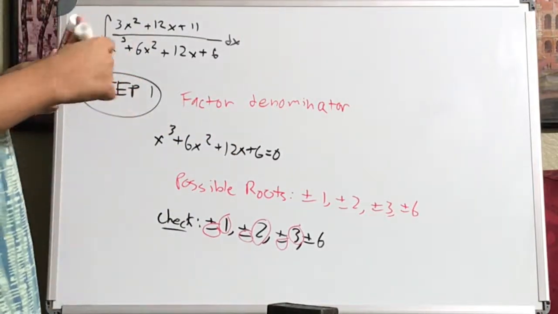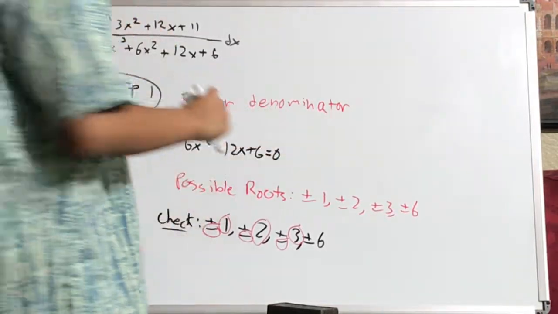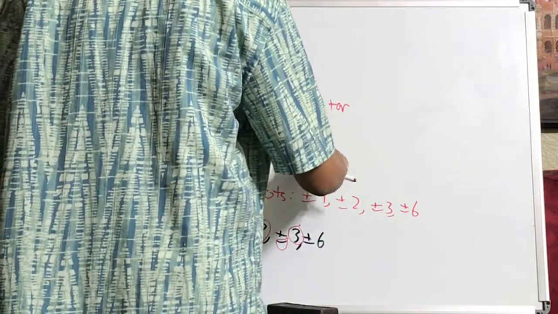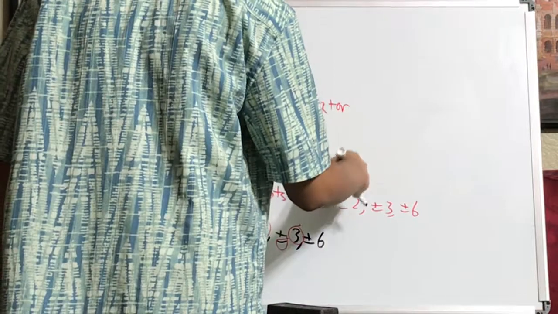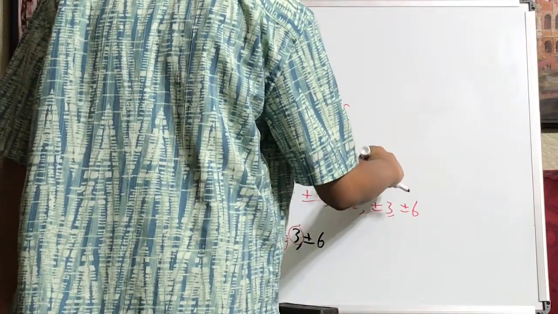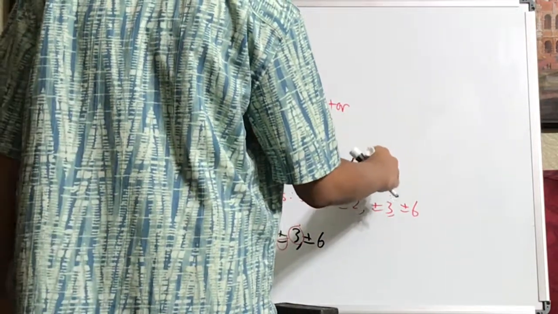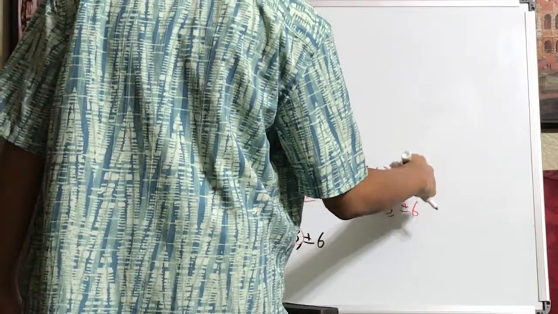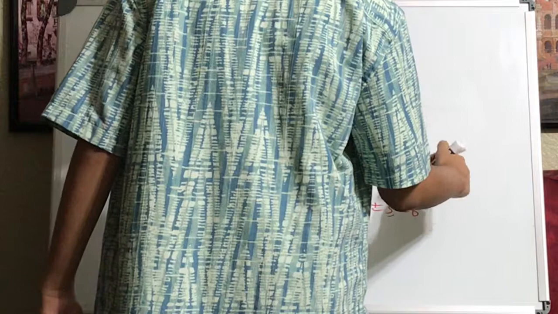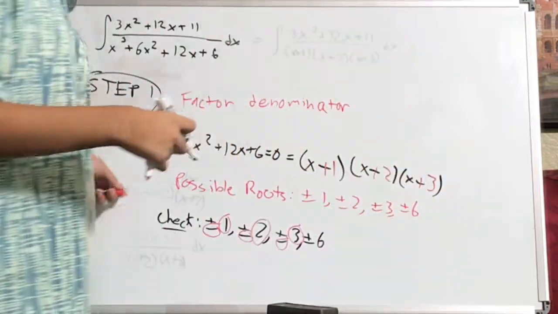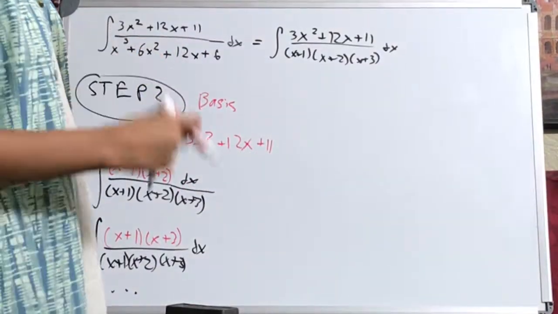Okay, so these are the roots, so we just write x minus negative 1, x minus negative 2, and x minus negative 3. The next step is to find our basis.